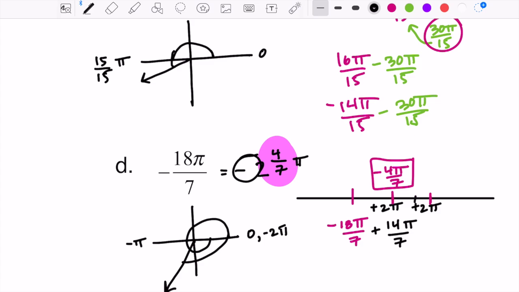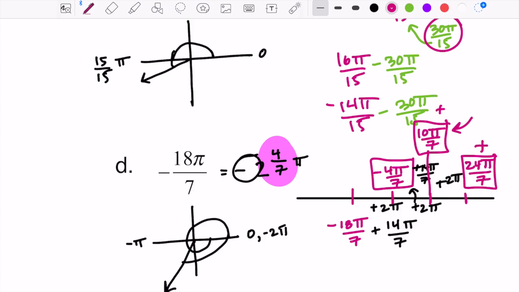So now I'm going to add 2 pi to that, which means I'm going to add 14 pi over 7, which is going to give me 10 pi over 7. So the next one is 10 pi over 7. Yay, it's a positive one, but I'm supposed to find 2 of each. So I'm going to add 2 pi to that guy, which means I'm going to be adding 14 pi over 7. So that's going to be, when I add it to that, 24 pi over 7. So I found 2 positive, 1 negative.